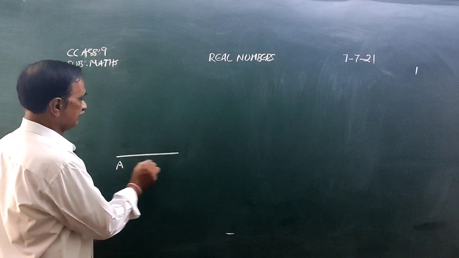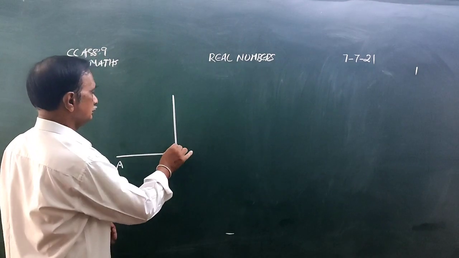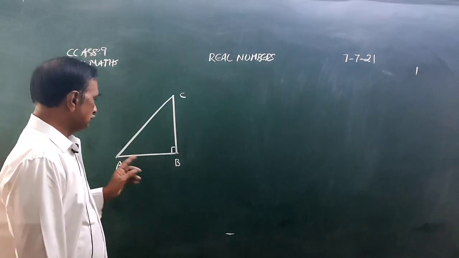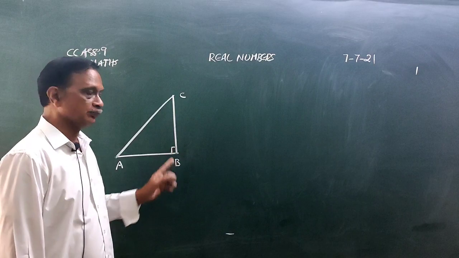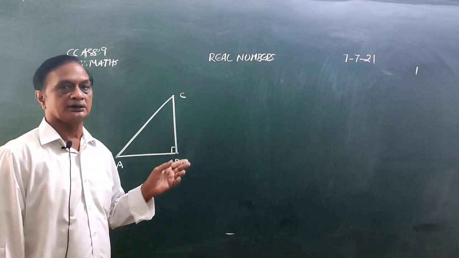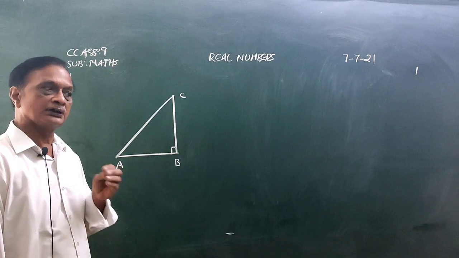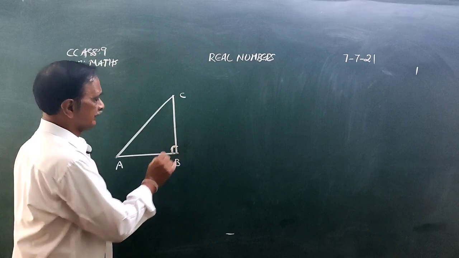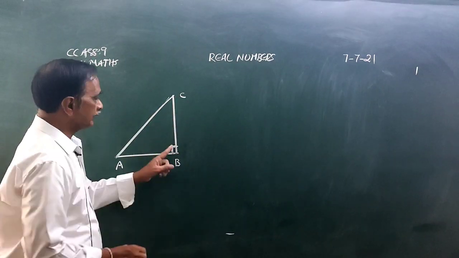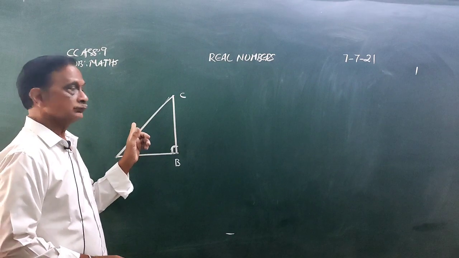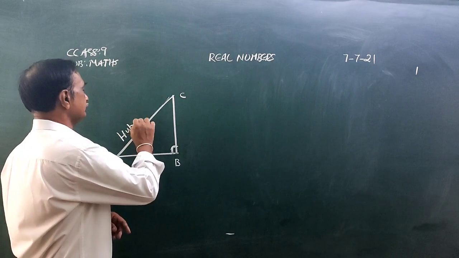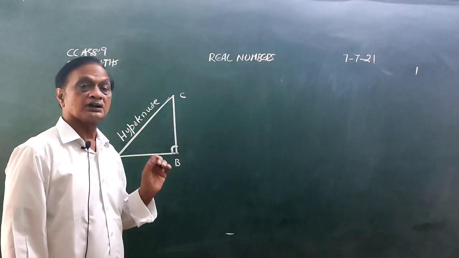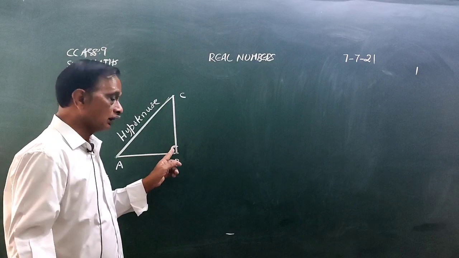Consider a right angle triangle ABC in which angle B equal to 90. Let ABC be a triangle in which angle B equal to 90, then what do you call the triangle? Right angle triangle. In a triangle, if an angle is 90, it is called right angle triangle. Now, the side opposite to right angle. Here, what is the side opposite to right angle? AC. This AC is called hypotenuse.